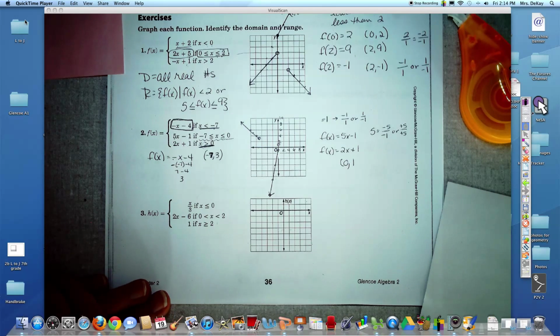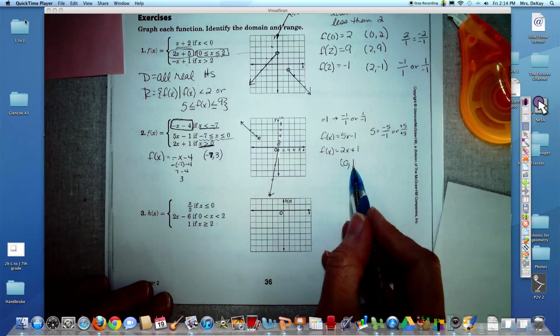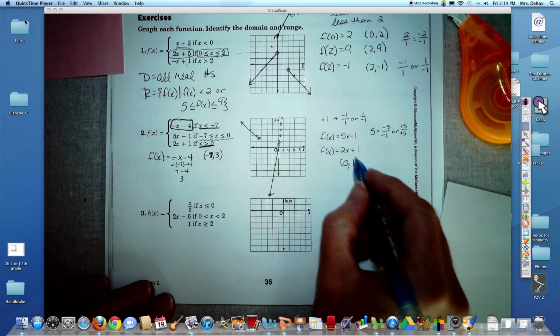Wouldn't that be, though, because you put your 0 in for x, so it'd be 0 times 2, which is 0, plus 1, which is 1. Oh, right, yeah, okay, yeah.